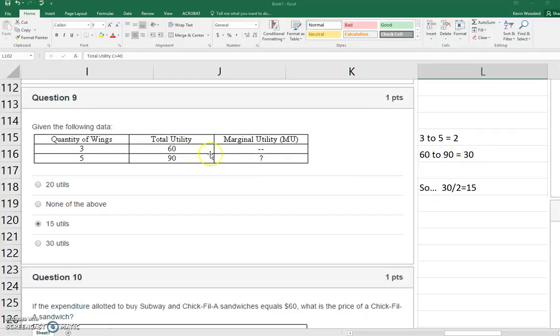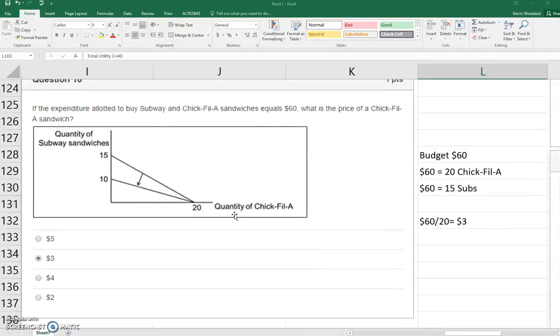Now, some people are saying, oh, well, that must be 30. And no, it's not 30 because, remember, we have to be able to divide this out when we look at both wings and the total utility. So we had 2 for the wings, and then we have 30 for the utility. So if we divide those, we're going to get 15. So 15 units of utility is going to be our answer here for marginal utility.